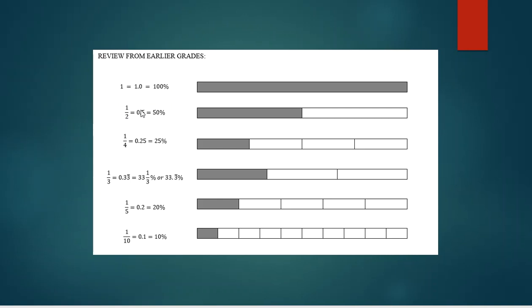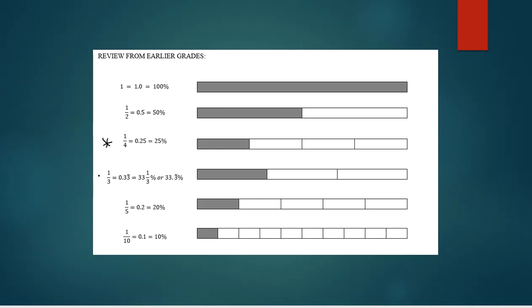So 1/2 and 0.5 and 50%, those are all equal to each other. They're just different forms of the same number. Okay, so here are some common ones. Besides 1/2, 1/4 is another common one. You're going to see this quite often this year. So 1/4 is the same as 0.25, and that's the same as 25%.